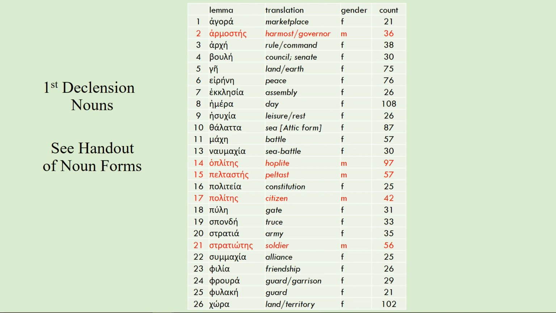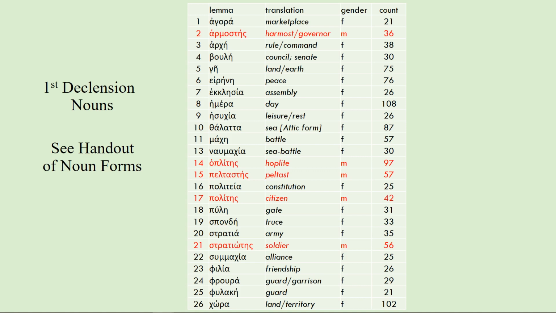I can't think of any cognates right offhand for hesuchia, to rest or leisure. The idiom will be "I had hesuchia," meaning I shut up, I was quiet. Thalata, we already talked about. Mache, battle: we get lots and lots of words that are compounds of mach, verbs, nouns. You see the very next word, naumachia, meaning a sea battle, because that is the word we get nautical from.